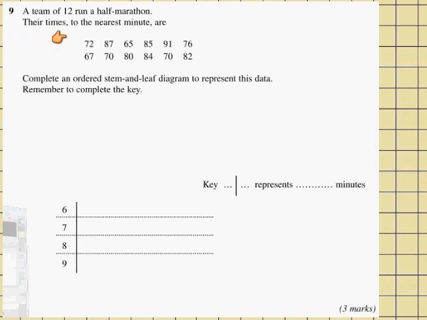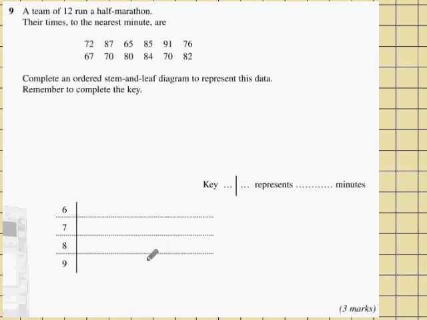Question 9. A team of 12 run a half marathon. Their times to the nearest minute are these numbers here. Complete an ordered stem and leaf diagram to represent this data. Remember to complete the key. 3 marks. Pause here, attempt the question, and unpause to check your answer or if you don't know how to proceed.